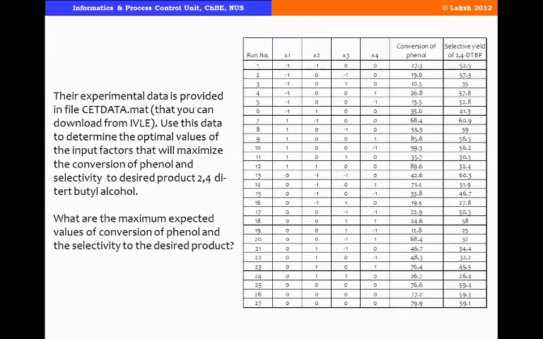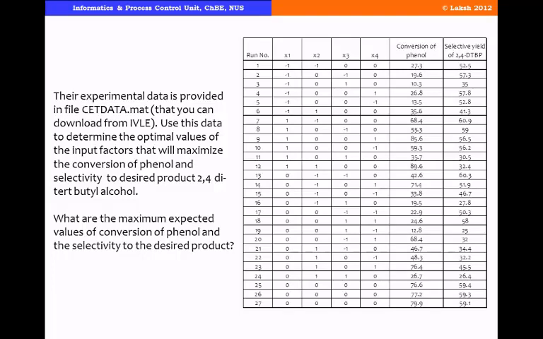So this is what we see in this slide. You can see those 27 runs listed there, and the coded variables for x1, x2, x3, x4 for each of the experimental settings, for each of the experimental runs, are given in the columns 2, 3, 4 and 5. Okay, so x1, x2, x3 and x4.